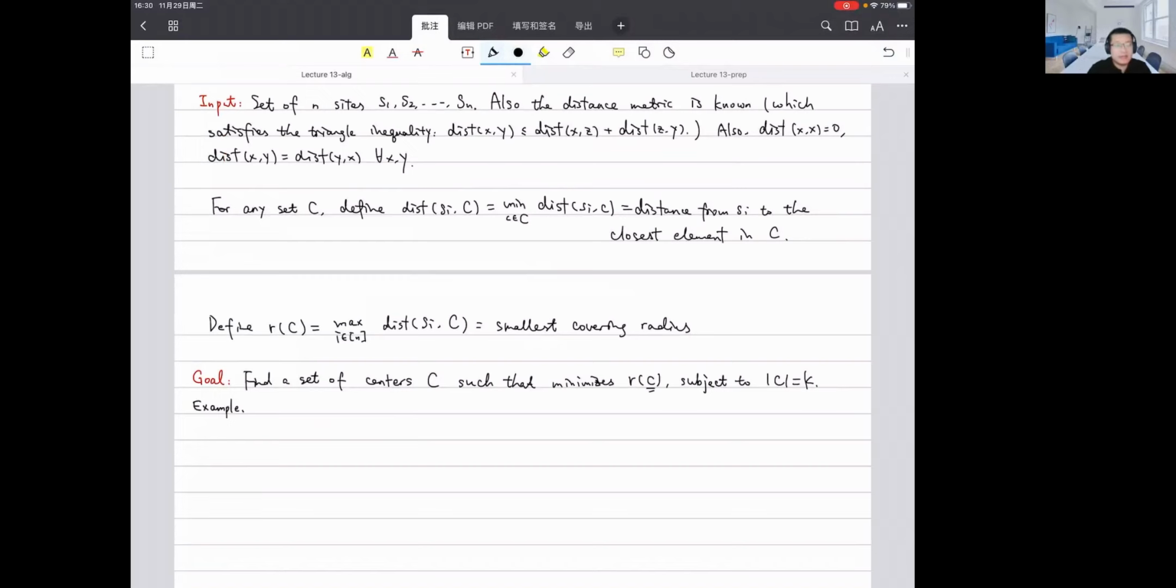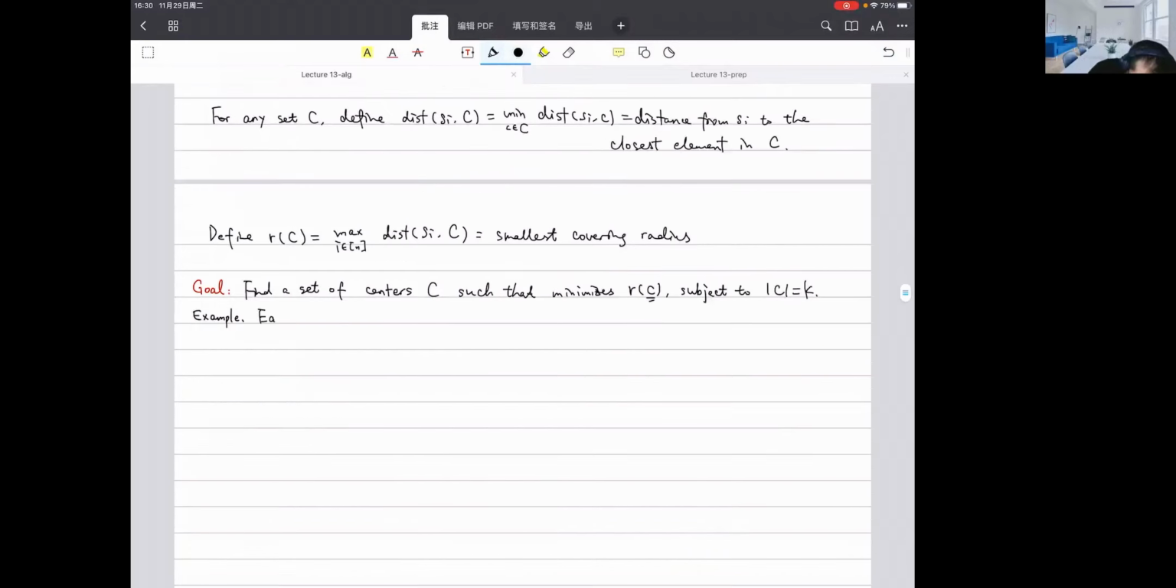So let's, for instance, see an example for the center selection problem. A very common example is that you can just imagine that each site is a point in the Euclidean plane. And a center can be any point in the plane. And the distance we use is just the Euclidean distance.